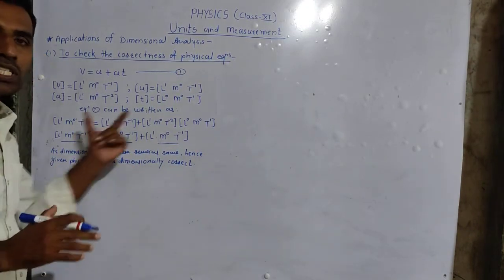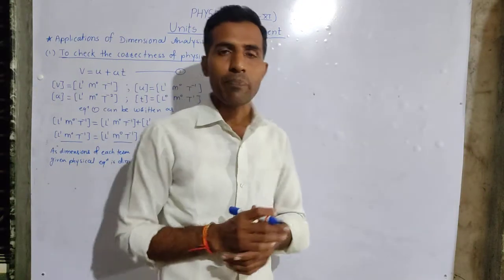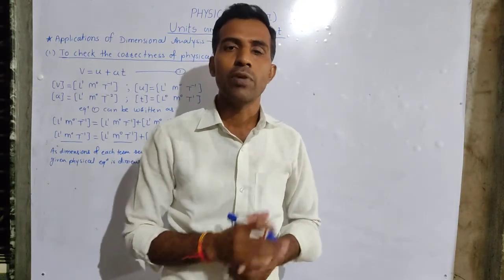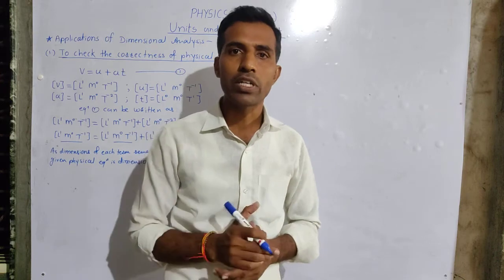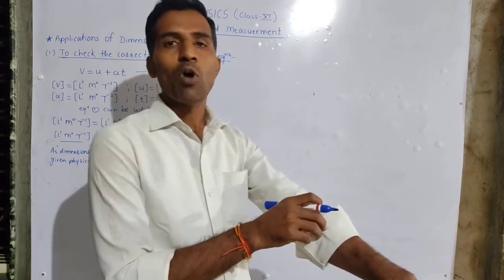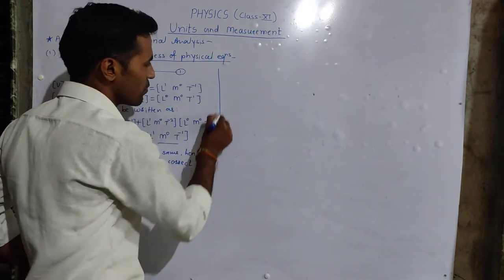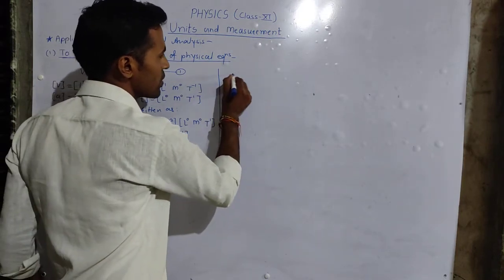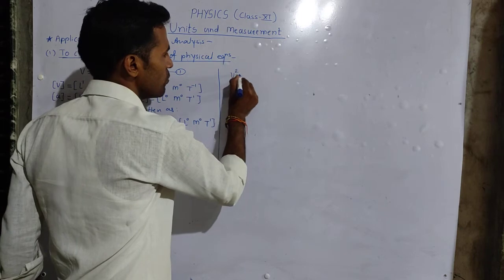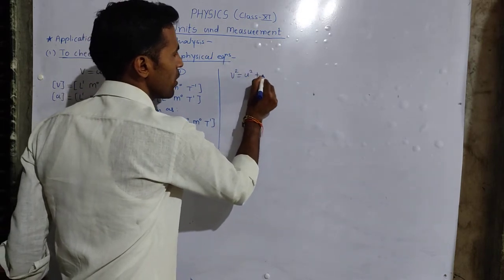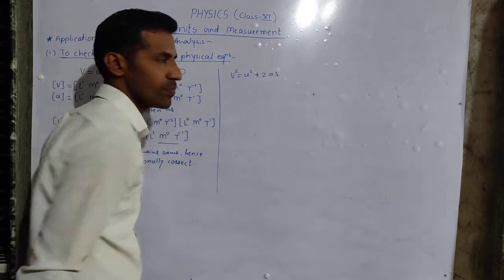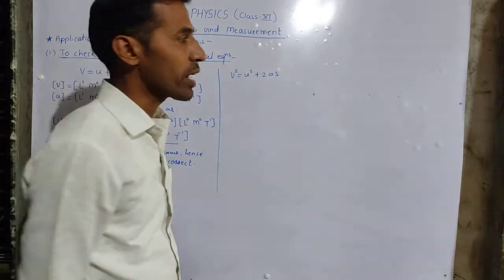Similarly, we can check any physical equation, whether it is correct or not, by using dimensional analysis. Let's check the second kinematical equation. The second kinematical equation is v square is equal to u square plus 2as. Okay. There is also the third kinematical equation.